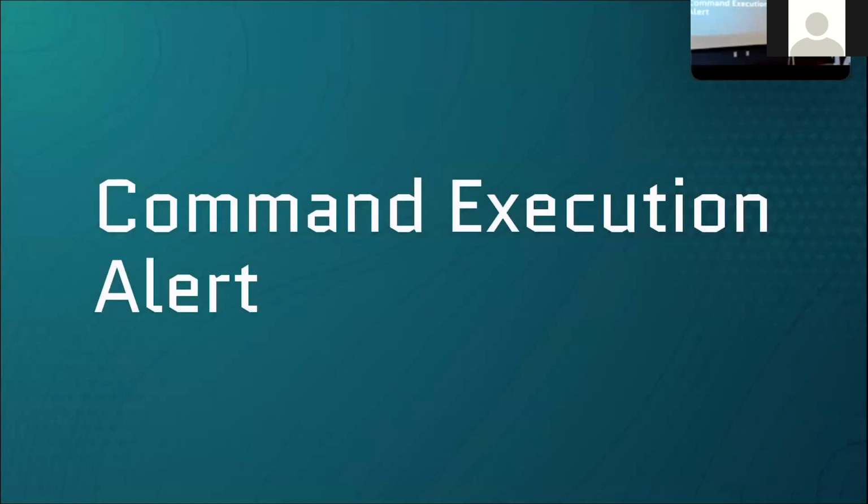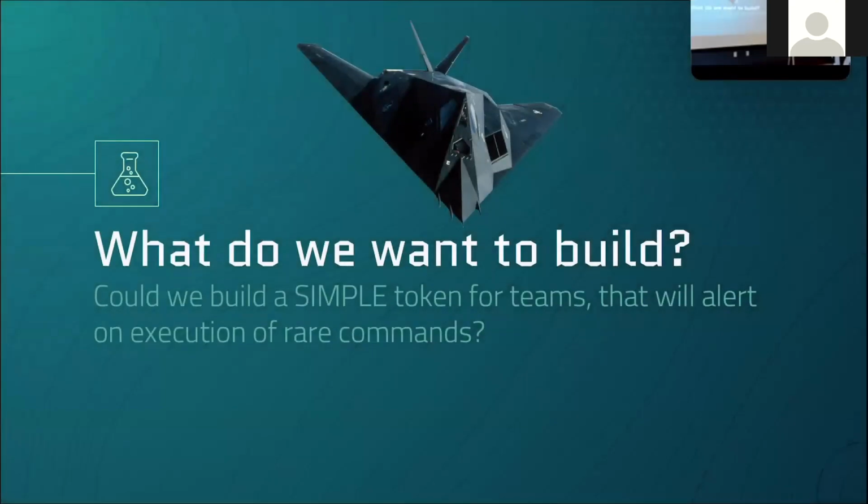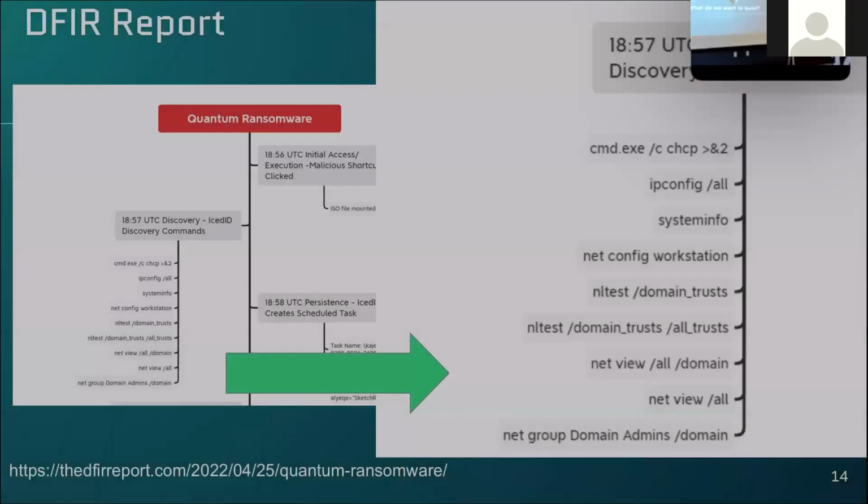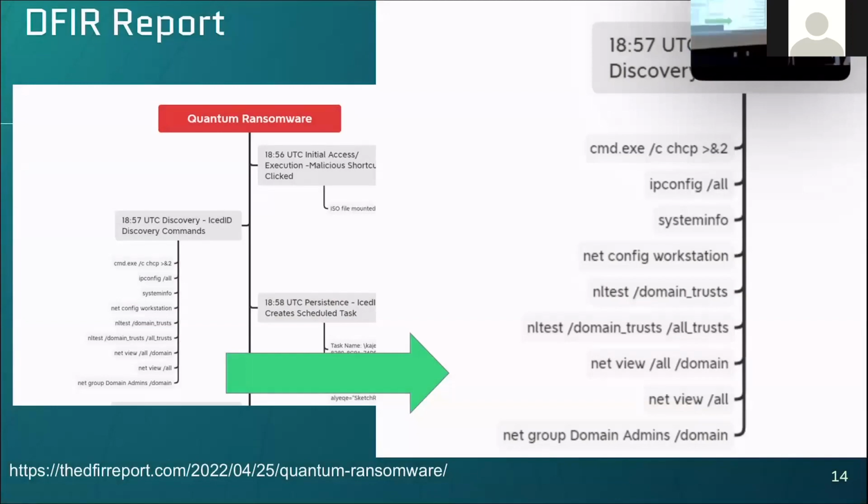Now let's talk about what we wanted to build. So the command execution alert, the hypothesis here was, could we build a simple token that would alert teams if somebody executed a command? And so I borrowed a lot of the skunkworks imagery here for the F-117 and stealth fighter. But how many of you have read DFIR reports? Some of you have read some of this. Okay, so if you haven't seen their website, these are really great. They're very detailed write-ups about intrusions.